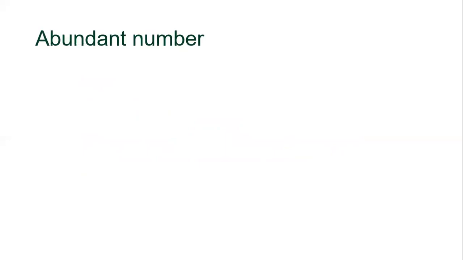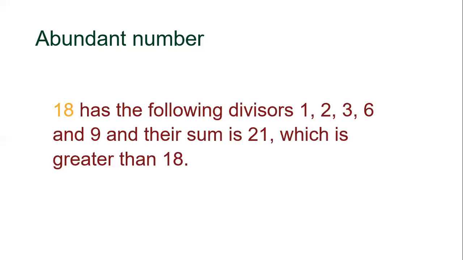Now, let's move on to abundant numbers. What are abundant numbers? An abundant number is a number in which the sum of the possible divisors except the number itself is greater than the number. So example, 18 has the following divisors: 1, 2, 3, 6, and 9. And their sum is 21, which is greater than 18. That is why 18 is an abundant number.